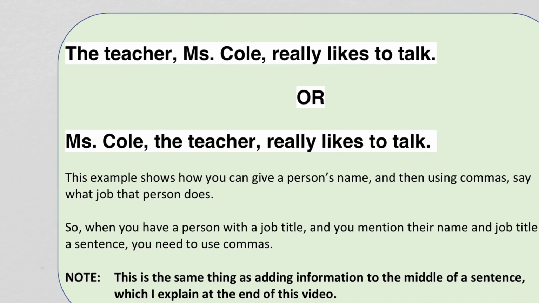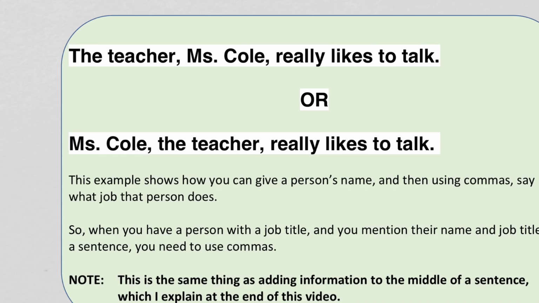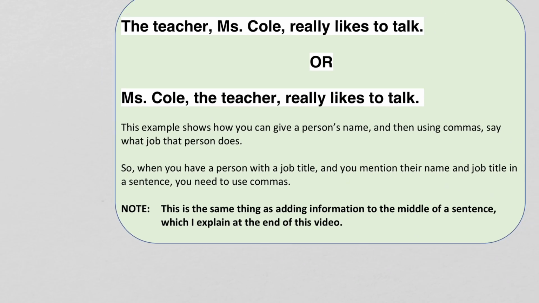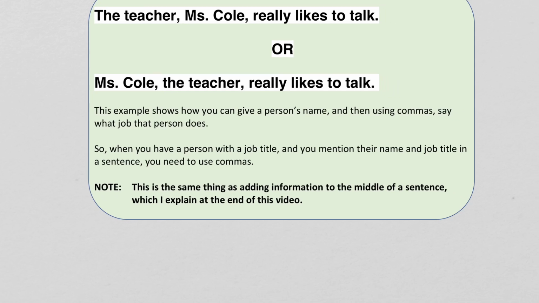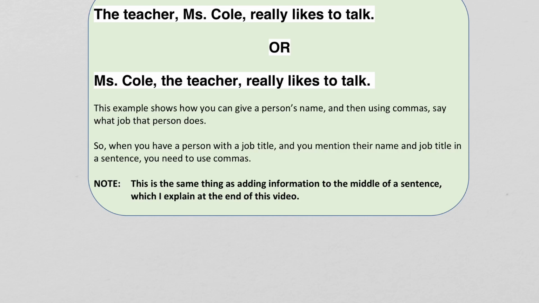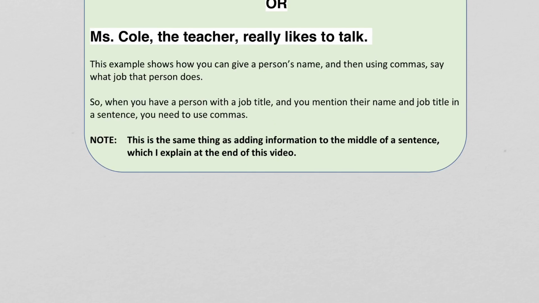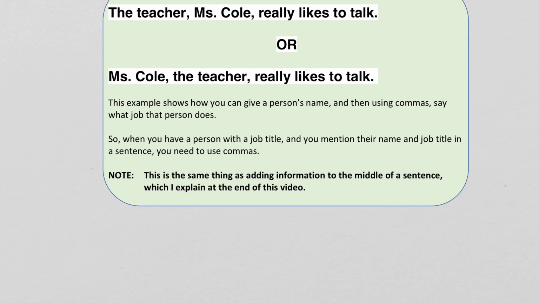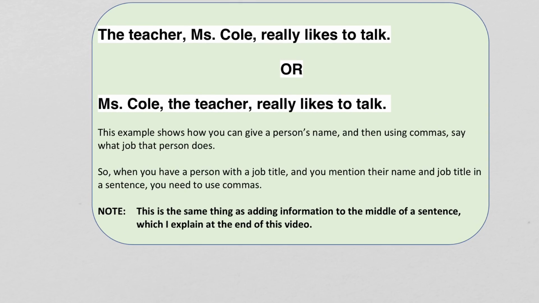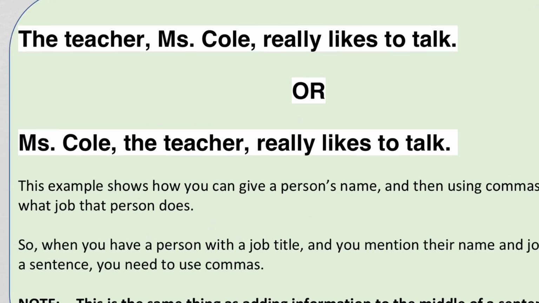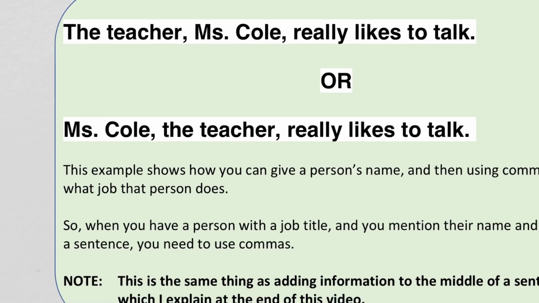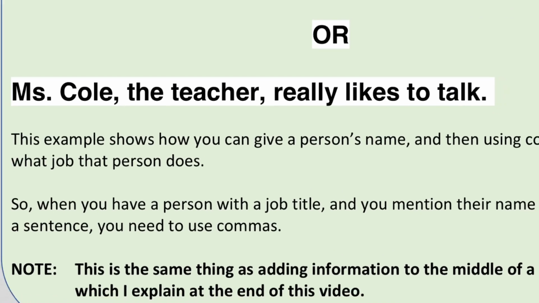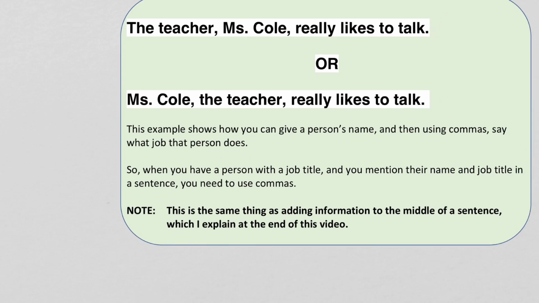There's two options, right? We could go the teacher, comma, Ms. Cole, comma, or we could go Ms. Cole, comma, the teacher, comma. So when you have a person with a job title and you mention their name and job title in a sentence, you need to use commas. Just a quick note here, this is the same thing as adding information to the middle of a sentence. And I explained that at the end of this video. So we've got the words Ms. Cole in the middle of the sentence here, or we've got the words the teacher in the middle of the sentence here.